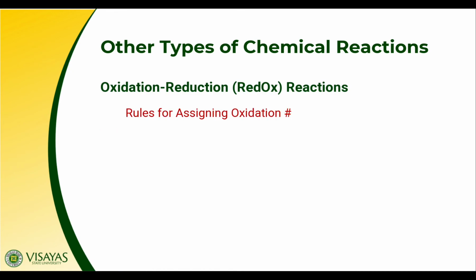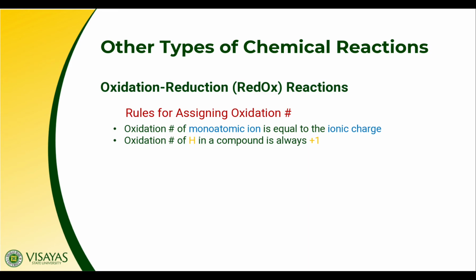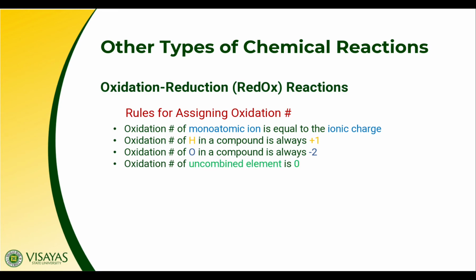So we have rules for assigning oxidation number. The oxidation number of a monoatomic ion is equal to the ionic charge. When we say monoatomic ion, we only have one atom in the ion, so whatever its charge, that is also its oxidation number. The oxidation number of hydrogen in a compound is always positive 1. For oxygen, on the other hand, it's always negative 2 in a compound. For an uncombined element, its oxidation number is 0.